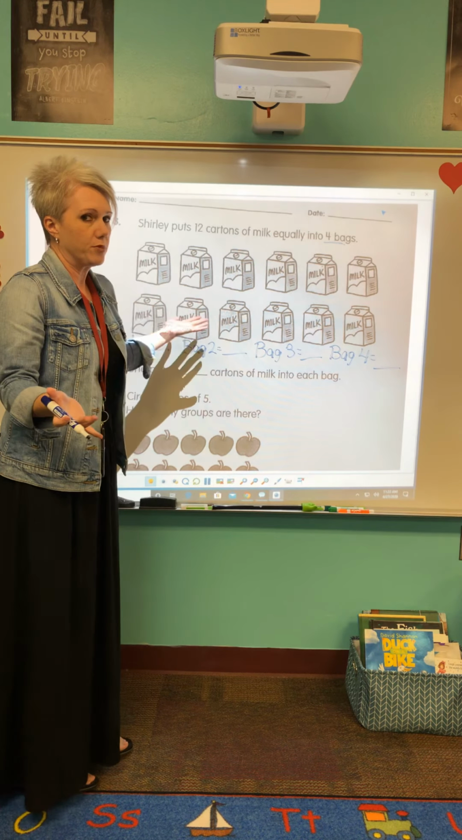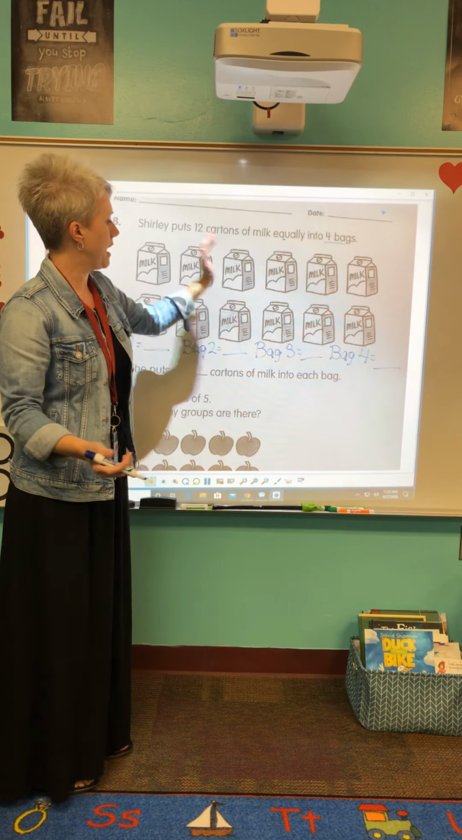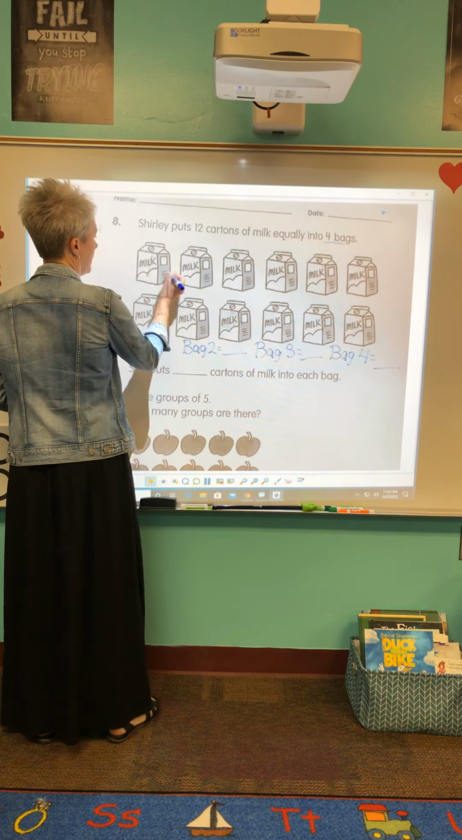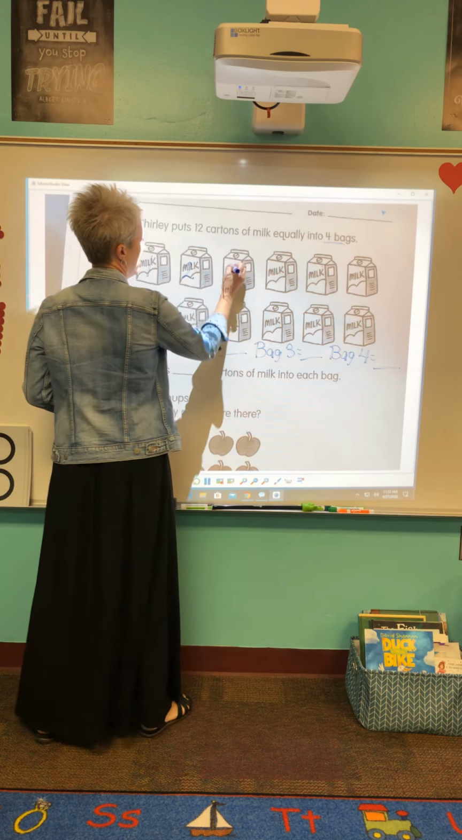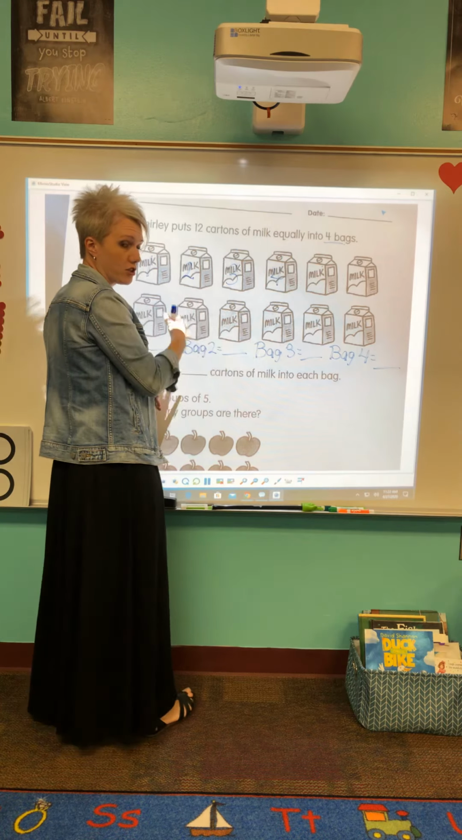I don't know how to split that up, so I'm going to put 1 in bag 1, 1 in bag 2, 1 in bag 3, 1 in bag 4, okay? So this will go in bag 1, this one will go in 2, this one will go in 3, this one will go in 4. Now I'm ready to start over.